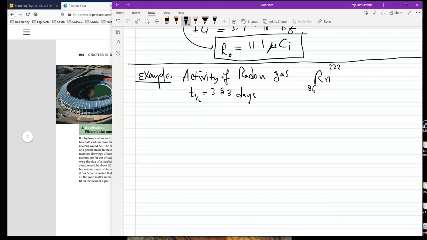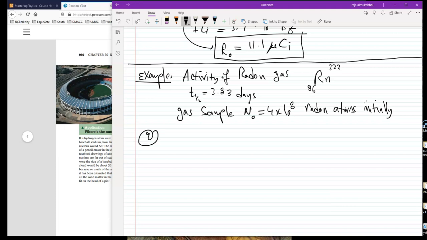And the question is, we have a gas sample, N naught equals 4 times 10 to the 8 radon atoms initially. Now there are three parts, A, B, and C. A: how many will remain after 12 days?